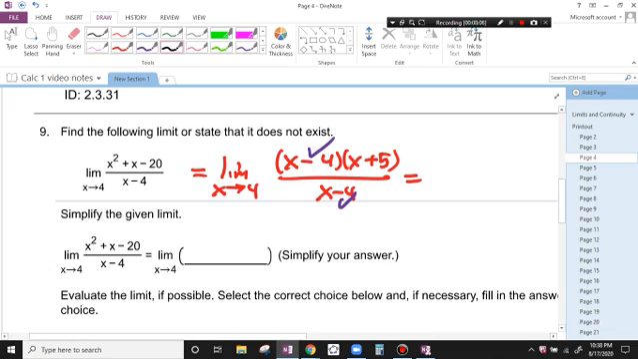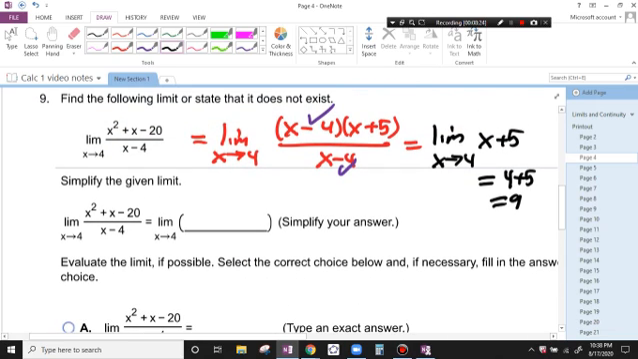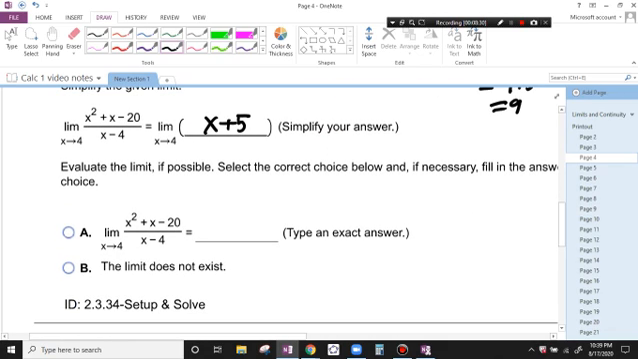This is equal to the limit as x tends to 4 of x plus 5, and we now know that we're just straight up plugging in the number. This is 4 plus 5. This is 9. So the answer they want here is that it's x plus 5, and then evaluating it, plugging in the 4, it gives you 9.